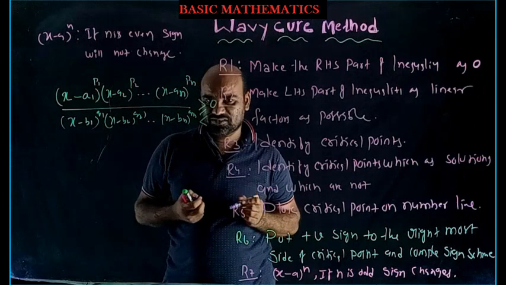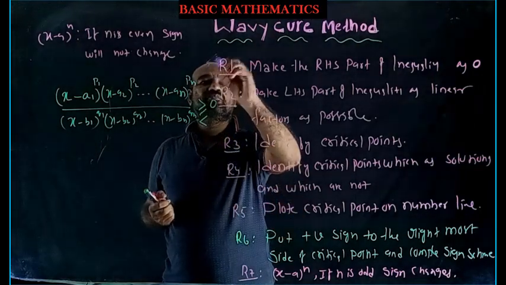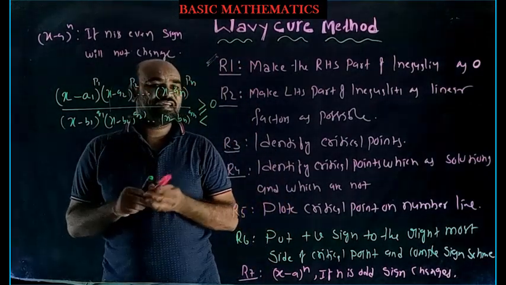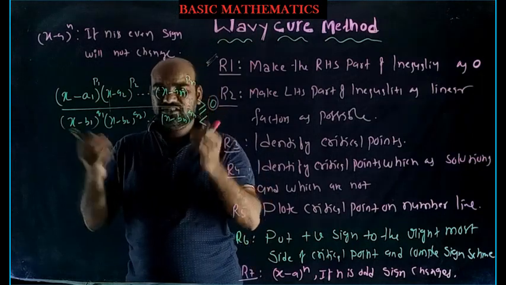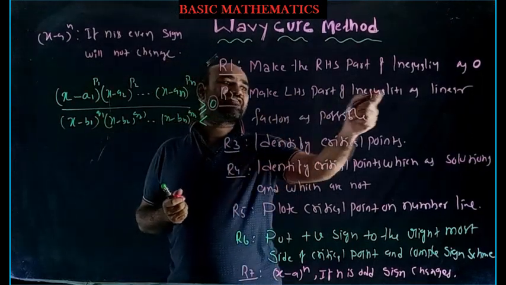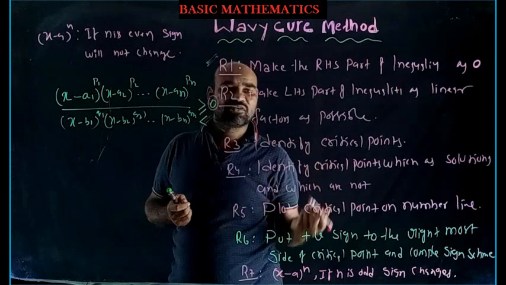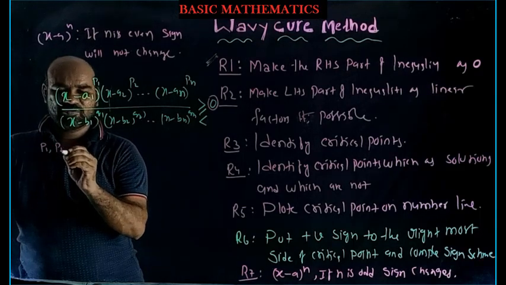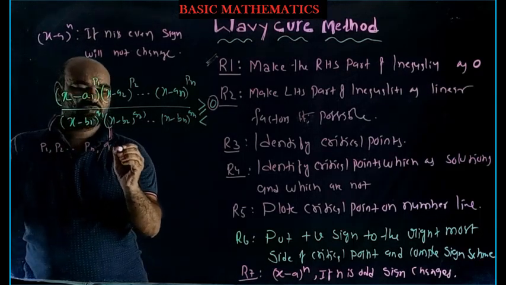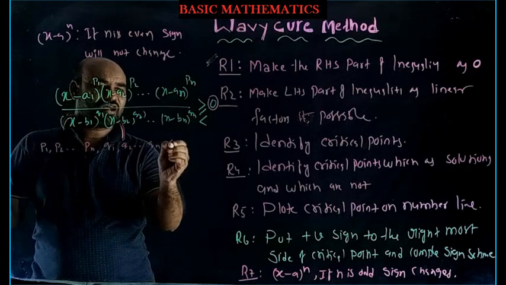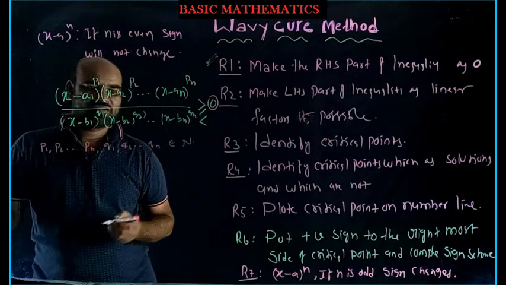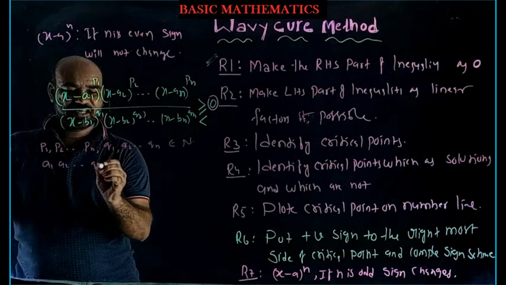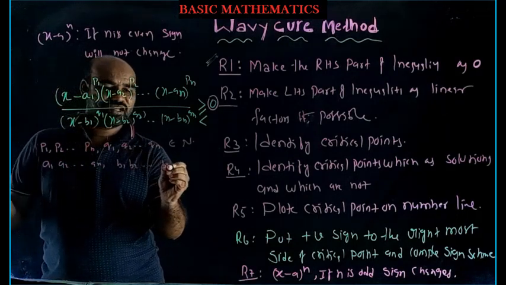What does the wavy curve method say? First, make the RHS part of the inequality 0. Here the RHS part of the inequality is 0 in the standard form. Make the LHS part of the inequality into linear factors if possible. Here p1, p2 and so on up to pn, and q1, q2 and so on up to qn are natural numbers, and a1, a2 and so on up to an, and b1, b2 and so on up to bn are real numbers.